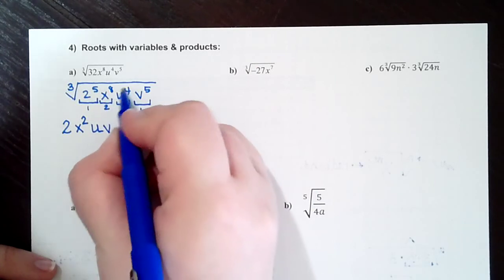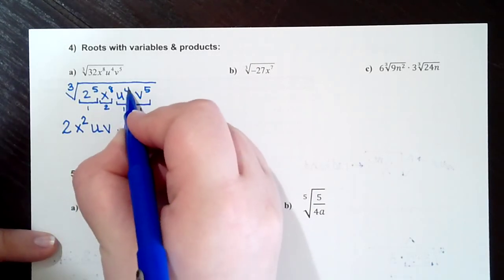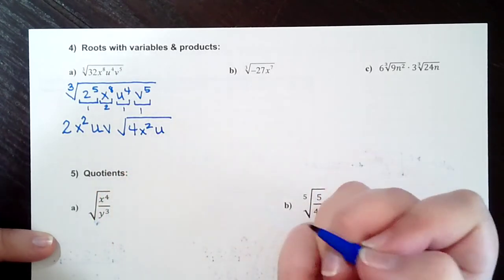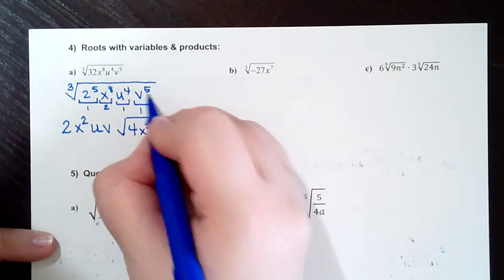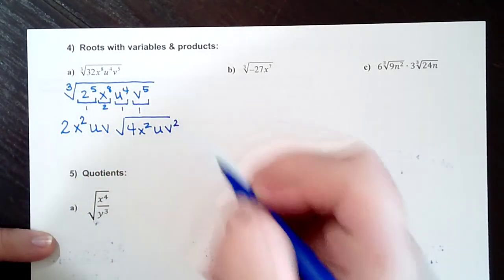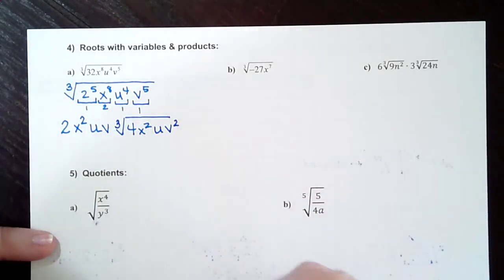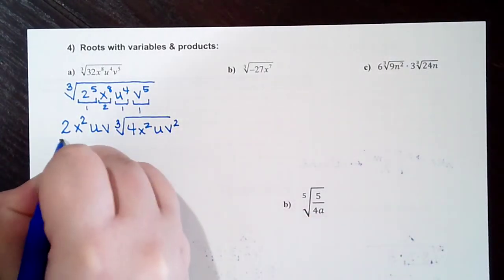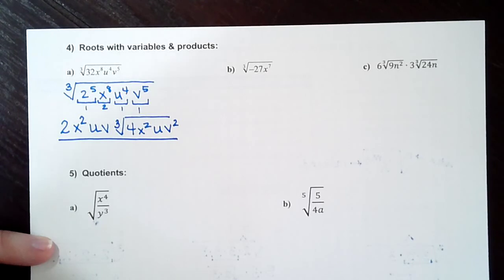I took out one triple from here. When I did that, I took 3 away. I'm left with 1, so u to the 1. And v to the 5th, when I took out that one set of 3, I'm left with two v's left over. And since I'm looking for the cubed root, I can't go any further. Let's see that again with another cubed root.